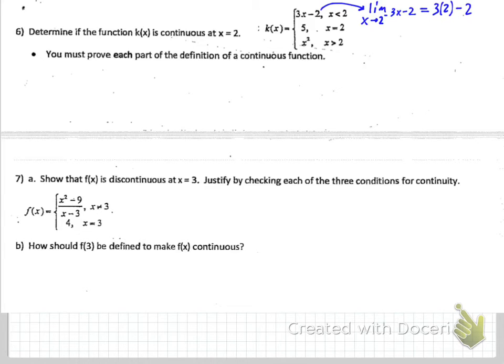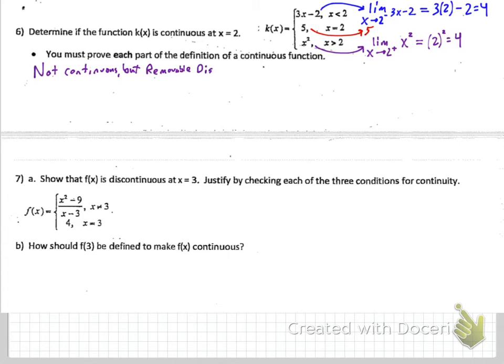The limit from the left is when x is less than 2. We can simply substitute the 2 in there because there's nothing that we would divide by that would cause a problem. So 3 times 2 minus 2 is 4. For the middle function, that's straightforward. It's simply 5, so it doesn't matter what x is, the output is 5. For the bottom part of the function, I'm going to check the limit as x approaches 2 from the right. Since there's no problems dividing, we can simply substitute the 2 in, and we get 4.